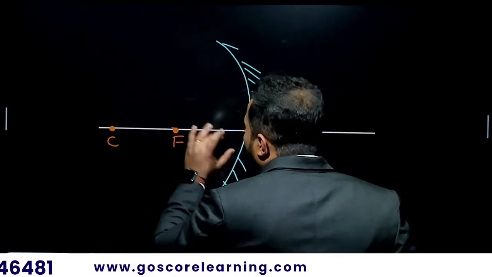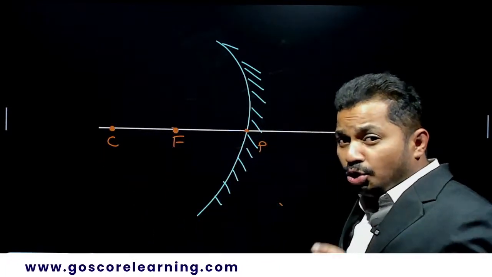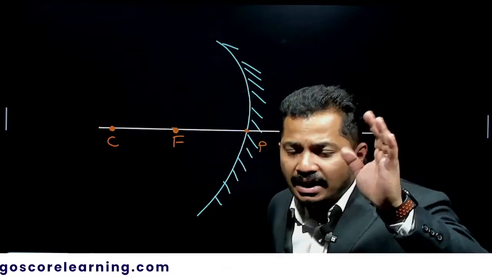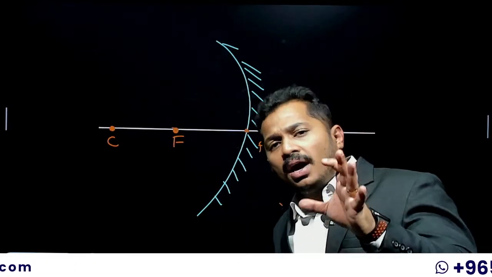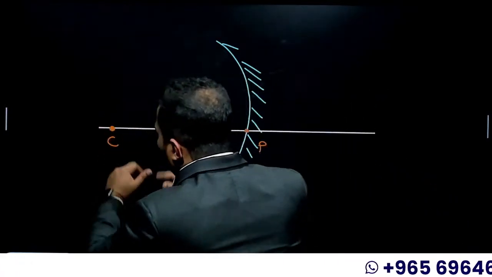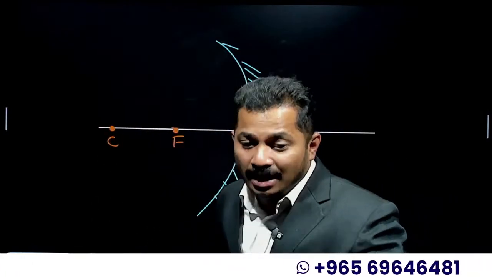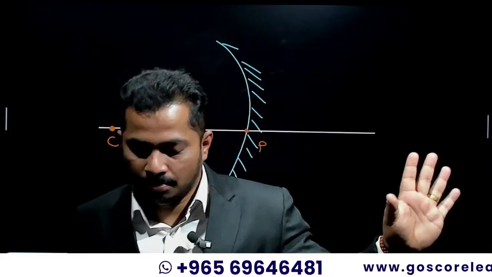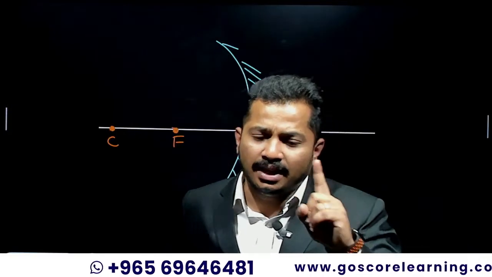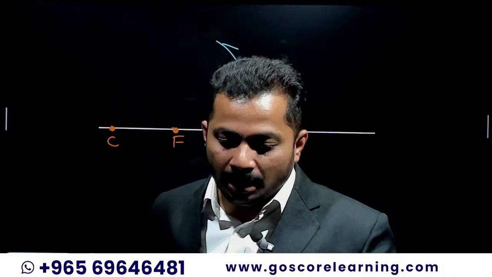The distance between C and F should be equal to the distance between F and P. So you should not mark those points randomly. You should mark the points properly with a scale. If it is 3 centimeter, this one should also be 3 centimeter. Unless you do it, you are not going to get a proper diagram. That is a very much mandatory thing.